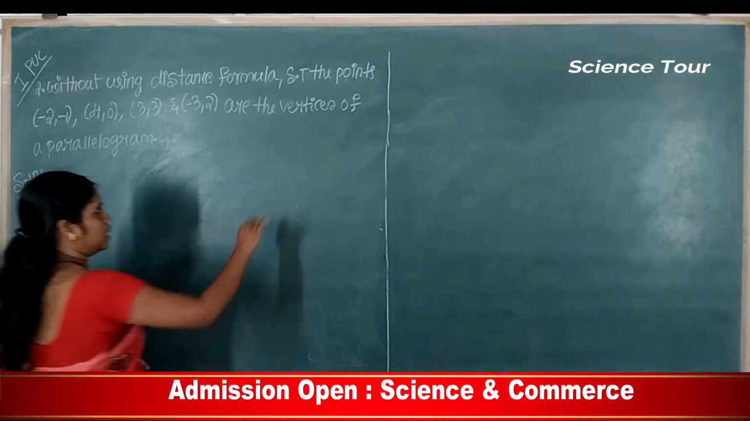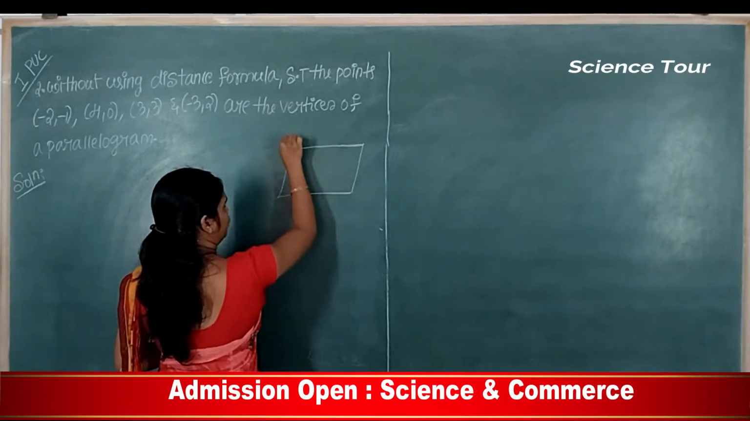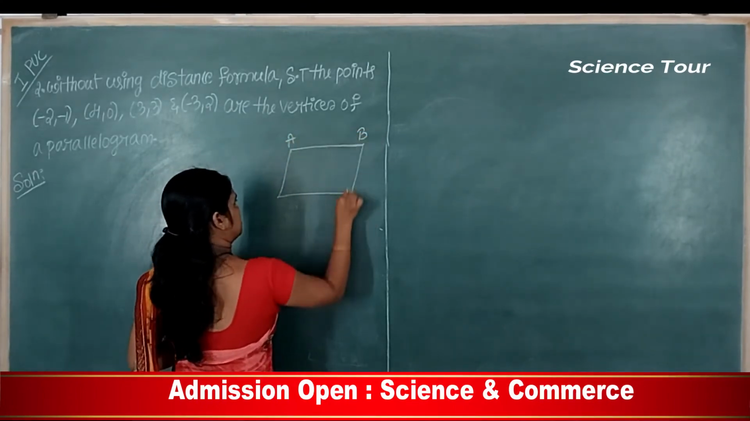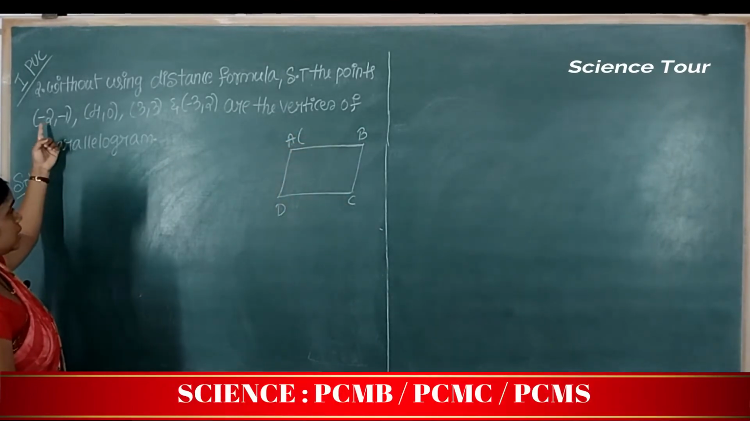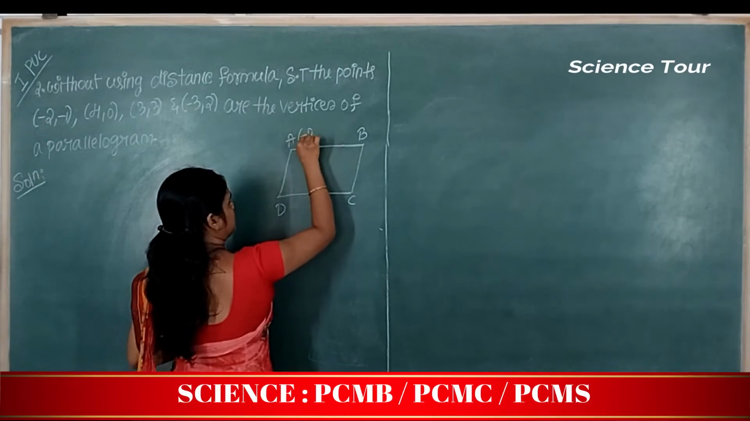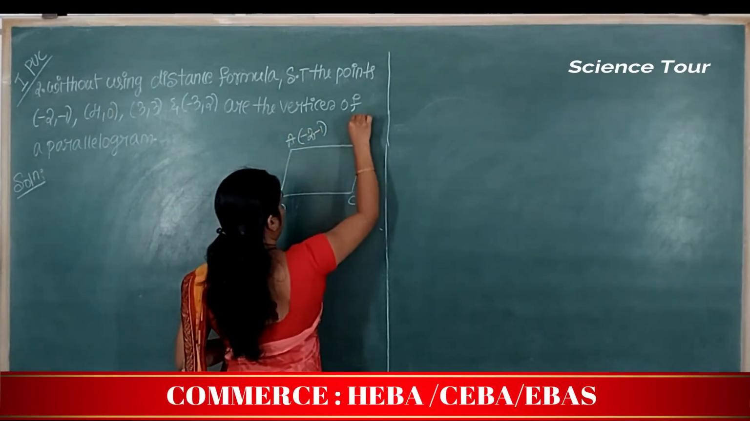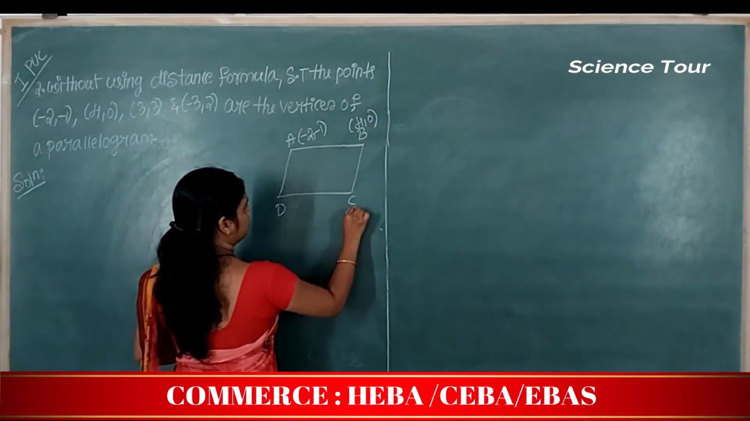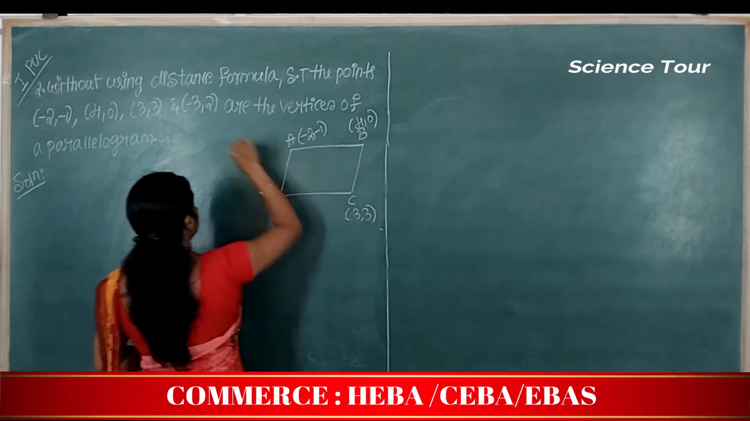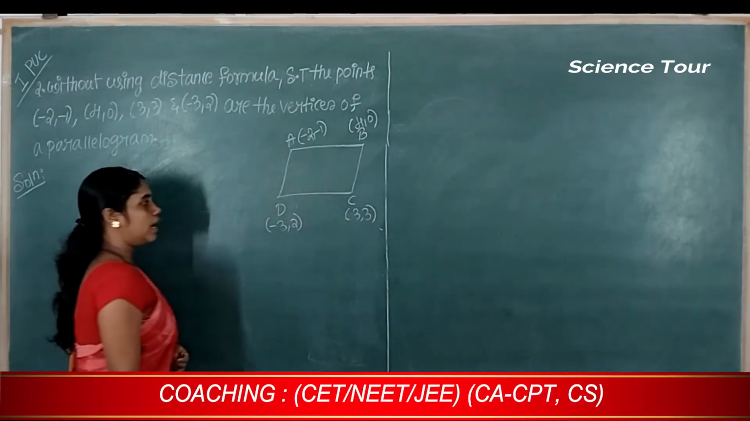Okay, so first I will consider one parallelogram, parallelogram ABCD. Let the coordinates of A be (minus 2, minus 1). The second coordinate B is (4, 0). The third coordinate C is (3, 3). The fourth coordinate D is (minus 3, 2).